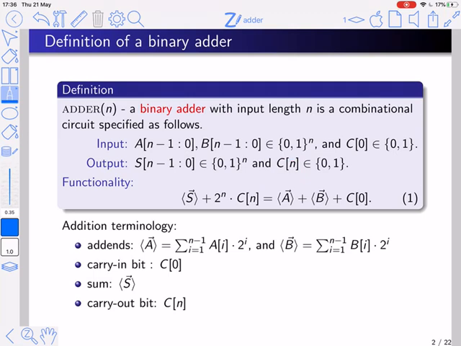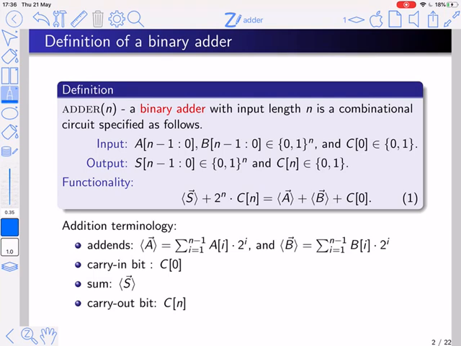The functionality of the binary adder is that you have the following relation between the inputs and the outputs. The number represented by A in binary representation plus the number represented by B in binary representation plus C0 must equal the number represented by S in binary representation plus Cn times 2 to the n.